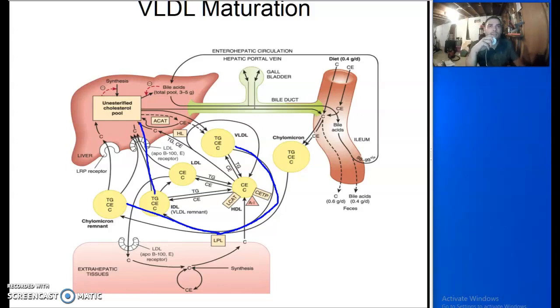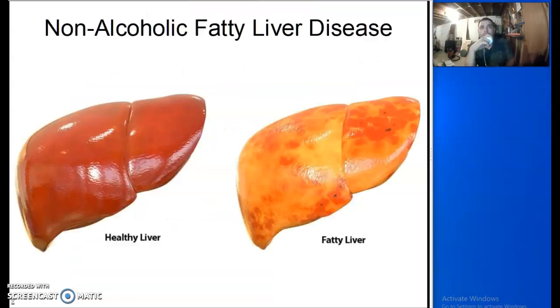Then we move into the LDL. We have LDL coming back out and being accepted, donating cholesterol down here. But ultimately, the process for the VLDL is pretty simple, similar to the rest of our fatty metabolism.